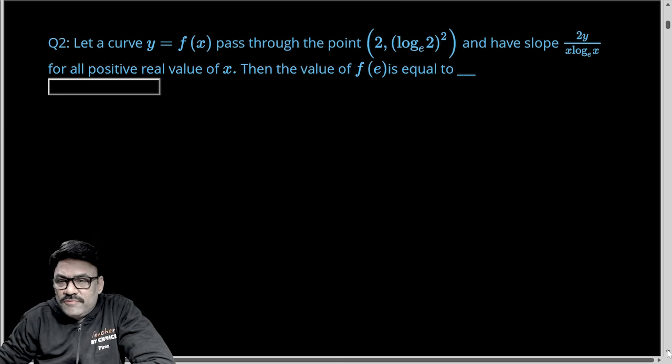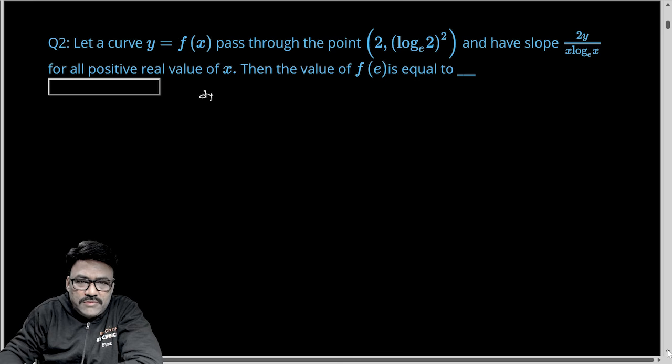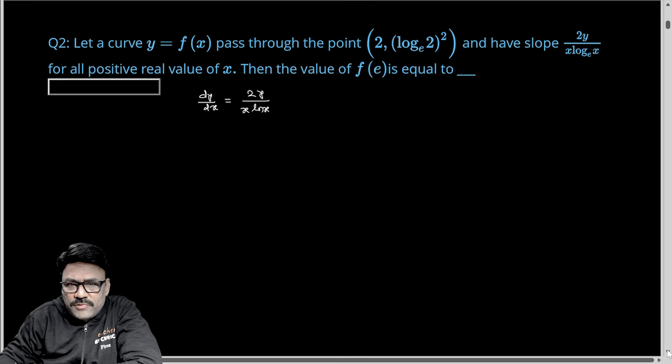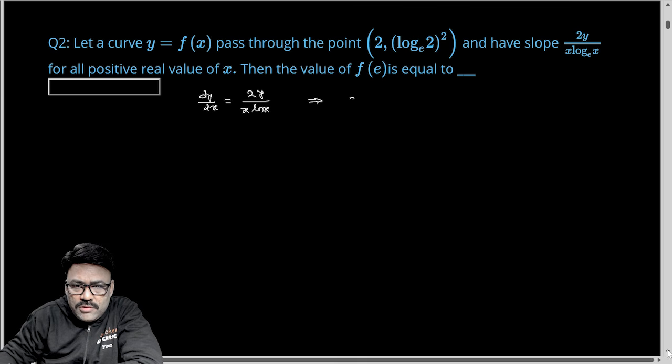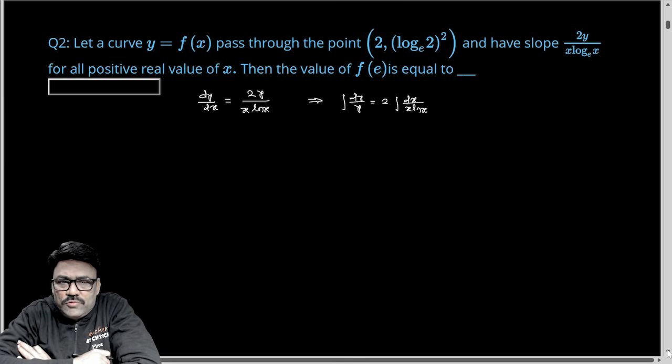So slope is given. Slope means what? dy by dx is given. And what is dy by dx given? dy by dx is 2y over x log x. It is simple variable separable. You can write dy by dx is 2 by x log x dx. So it can be written as dy over y is 2 times dx over x log x. Variable separable. Now just integrate.